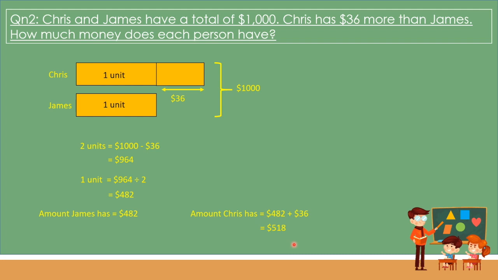To just double check your answer, you can always add the amount that James has and Chris has to see that they amount back to $1,000. And in this case, yes, $482 plus $518 does give you $1,000. So hey, you have solved this question.